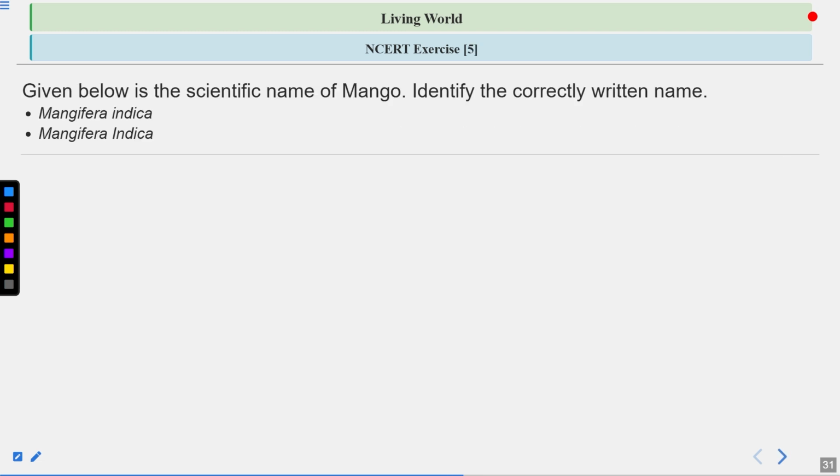Now let's discuss this question. This is a very easy question here. The scientific name of mango is given to you. You have to identify the correctly written name. So these are the two options here. What is the correct answer from these options?